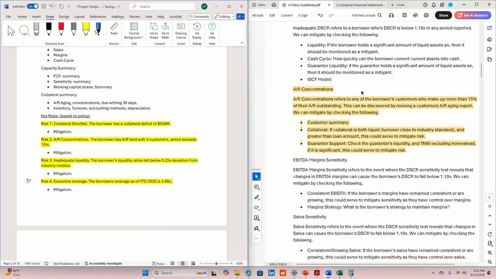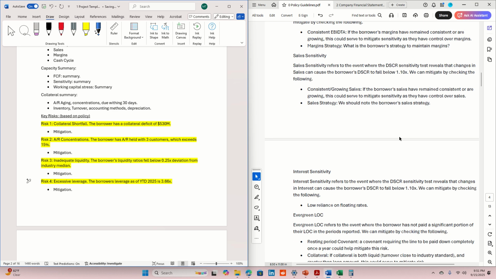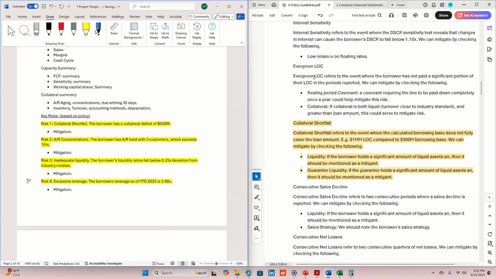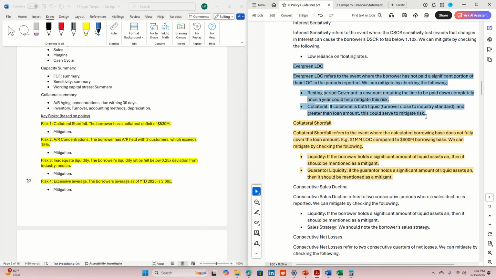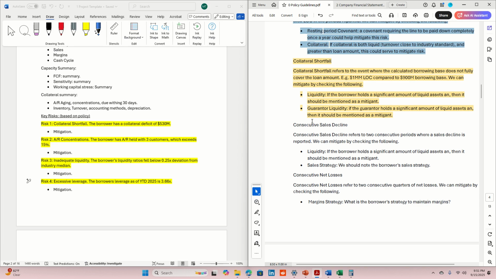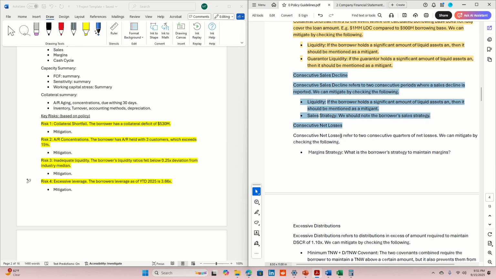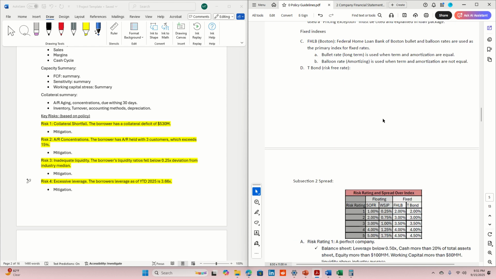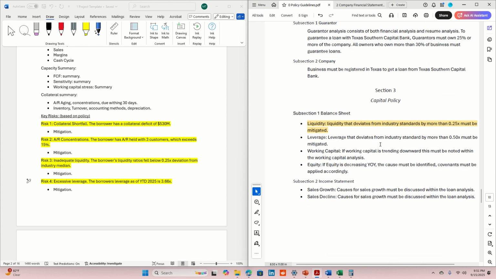Now let's keep going. Let's see if they violate anything else with this. Interest sensitivity, evergreen, revolving line of credit. Some of you guys have evergreen revolving line of credits. Make sure you look to see evergreen revolving line of credit. Check that one. Consecutive sales declines. Some of y'all might have this. Make sure you check it. Excessive distributions. Wow. So we'll get to this eventually. Loan policy. Okay, let's keep going. Capital policy, balance sheet, liquidity. Okay, and you see leverage.